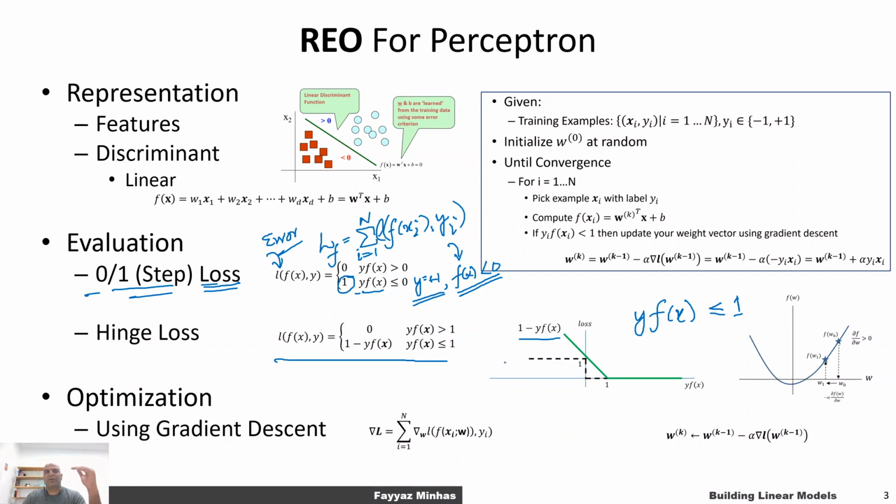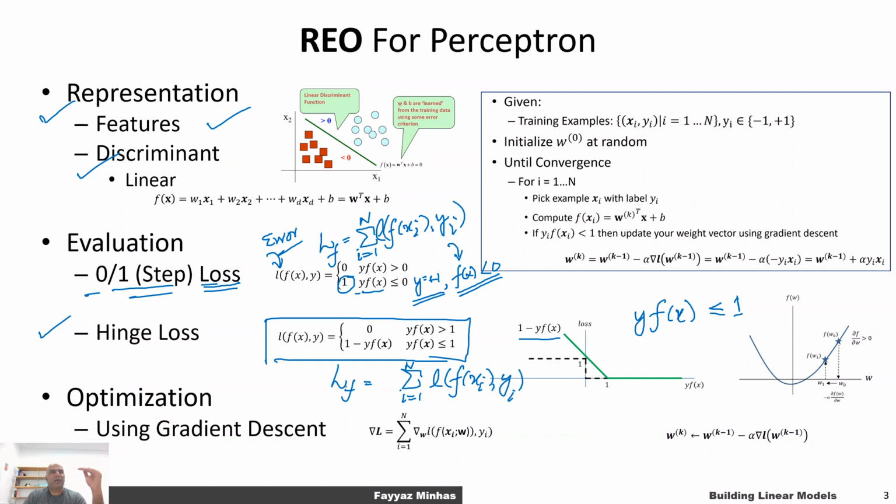So we have now a feature representation for the data, a linear representation for the discriminant function. We have a definition of the error function called the loss function, which tells us how much error we are getting for each example, and then we can calculate the overall error for all of the training examples by simply summing up the individual losses for all of the training examples in our training data set. And we can do that.